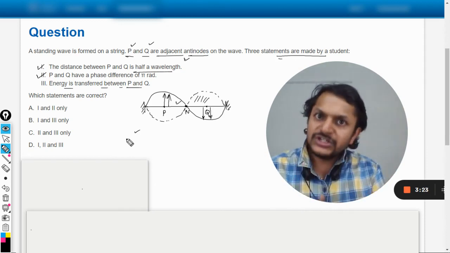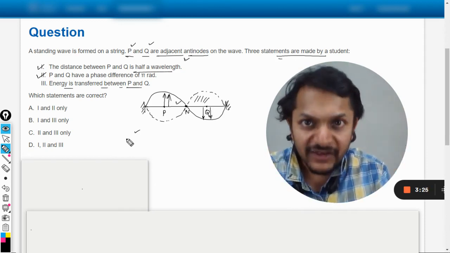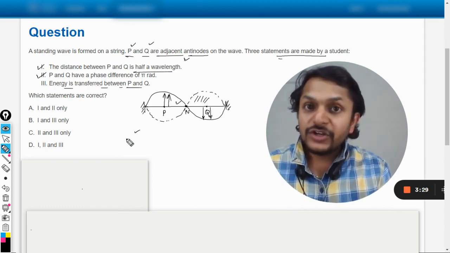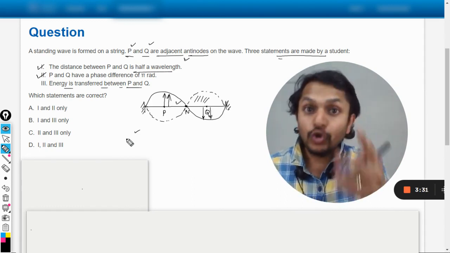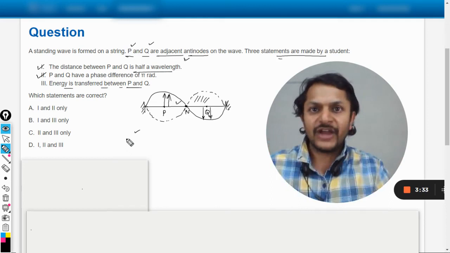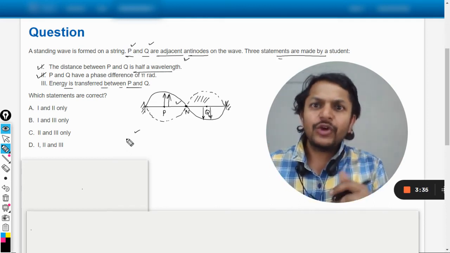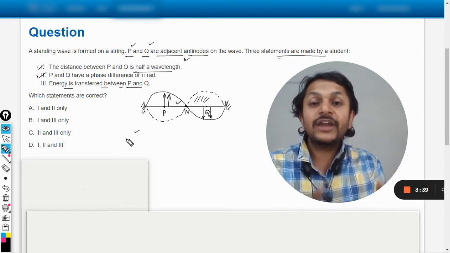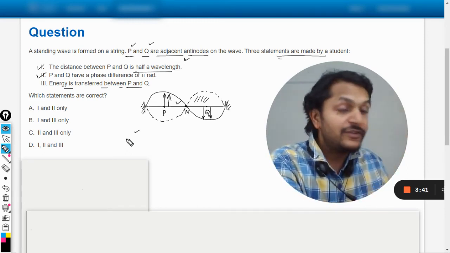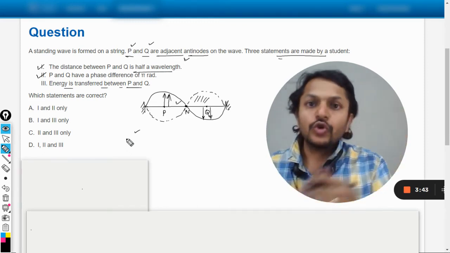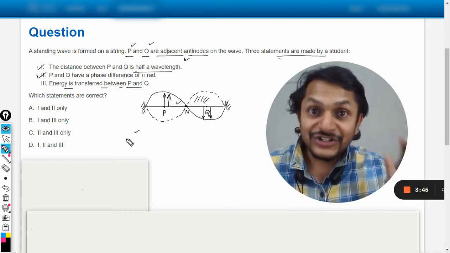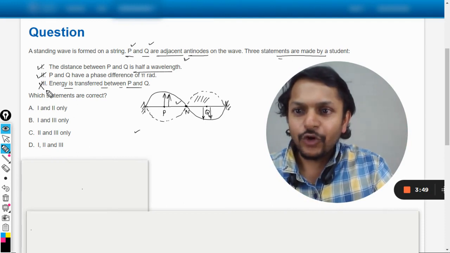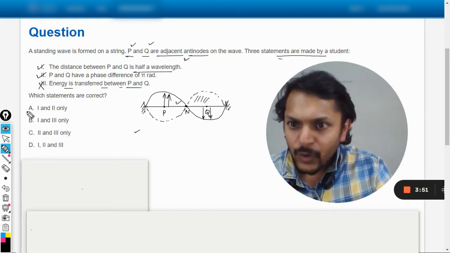So when they superpose each other, the resultant wave is the standing wave. Now, as I have already told you, standing wave is the resultant of the two waves which are traveling in the opposite direction. It means one wave is trying to transfer energy from left to right, and another wave is trying to transfer energy from right to left. So overall, there is no energy transfer. And that is why this point is definitely wrong. So our answer will be 1 and 2.